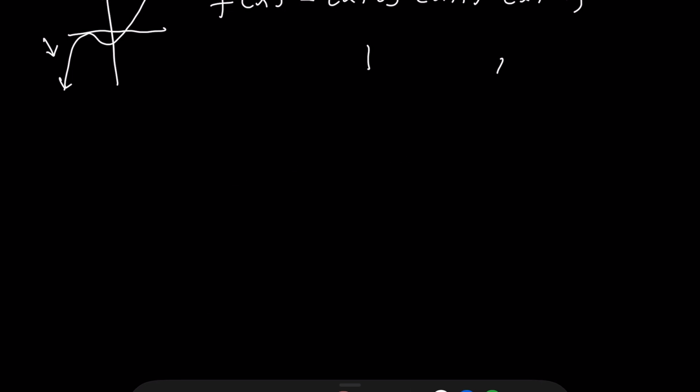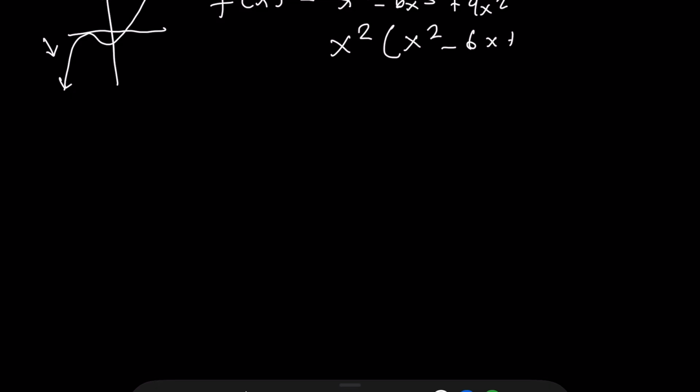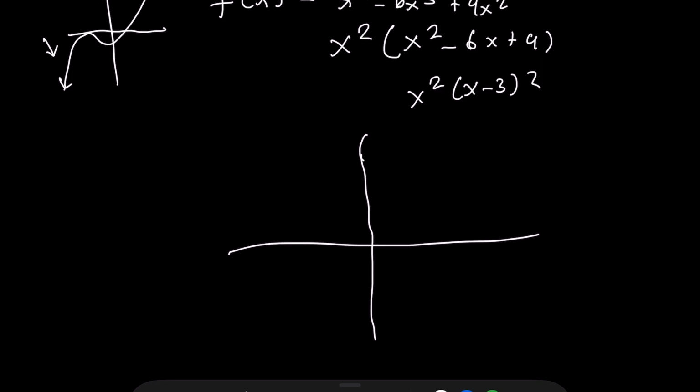Let me show you another example, and I'll show you what happens with an even power. So we want to graph something like this. Well, first we factor. Okay, now we have two even power things. So I'll show you what happens now.